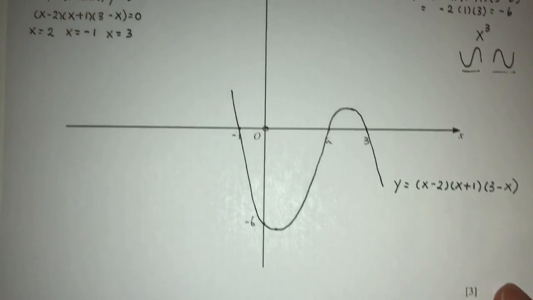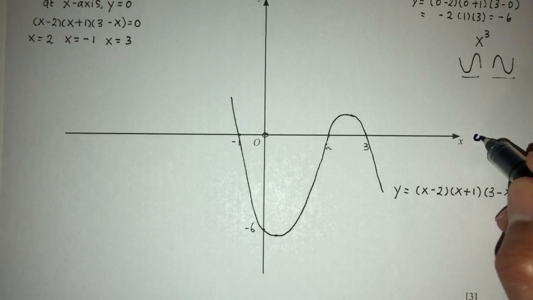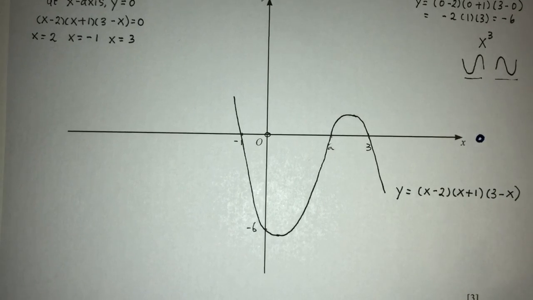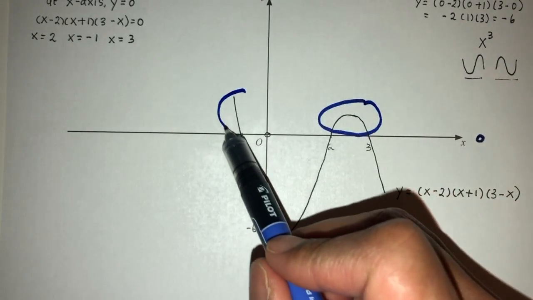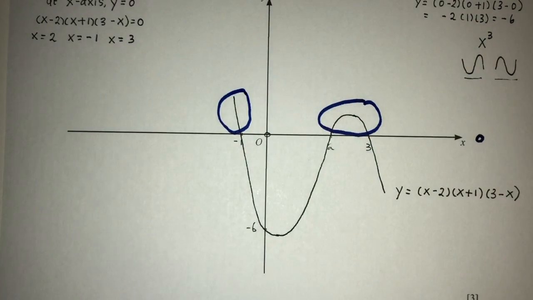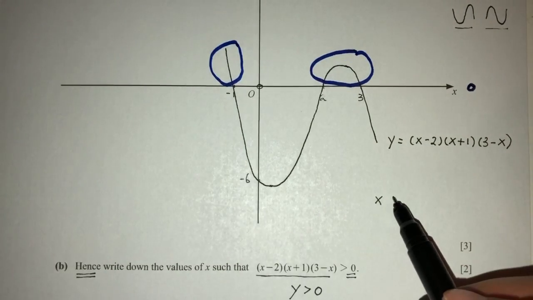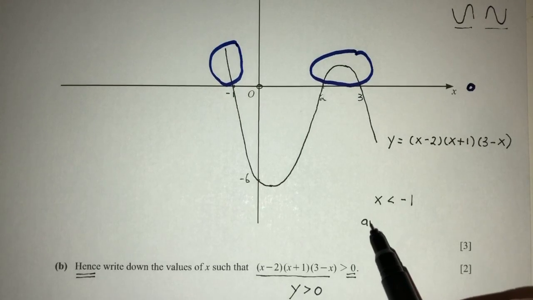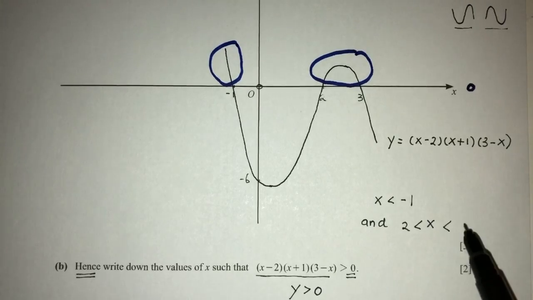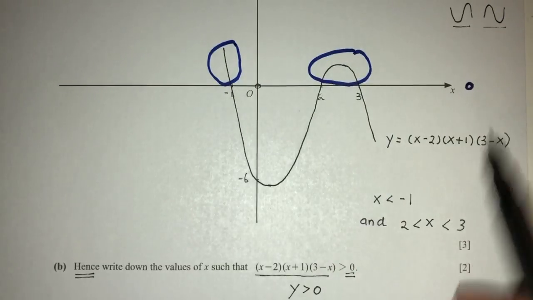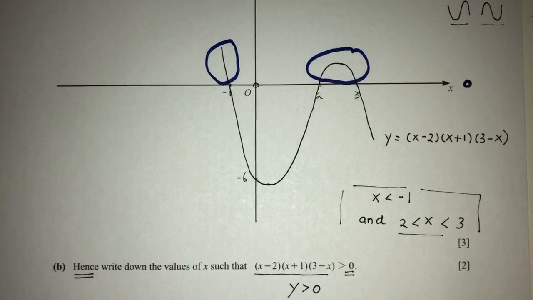So let's go back to the graph to observe when is that true. So this is the line of 0, okay? That is true when it is here, more than 0, and also here. So which means for the value of x which is less than -1, and for the value of x which is between 2 and 3, the value of y is more than 0. So this is your answer for part B of the question.